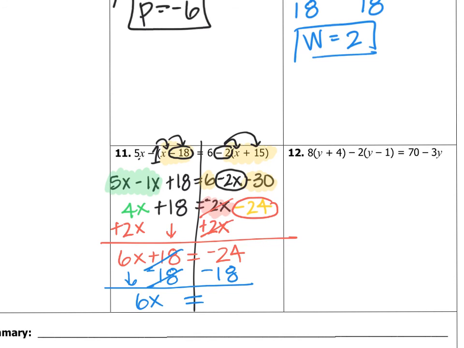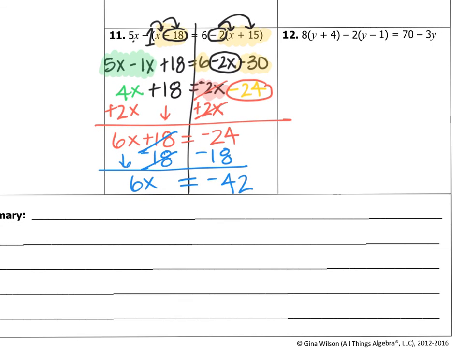-24 minus 18 is what? So let's see here. Negative 24 and negative 10 would make negative 34 plus 8 more. I believe it's negative 42. You may want to get out your calculator and double check me. So then the very last step here would be to divide both sides by that 6. So when we do negative 42 divided by 6, we get x is negative 7.